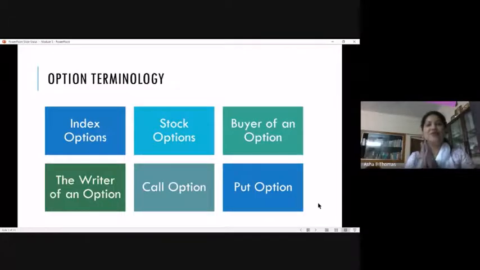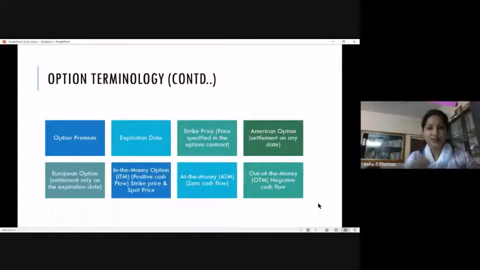So that is something which you really have to understand as we move further. Okay? Now, there are a few more terminologies which you really have to understand. Option premium. Option premium, I already mentioned about that.